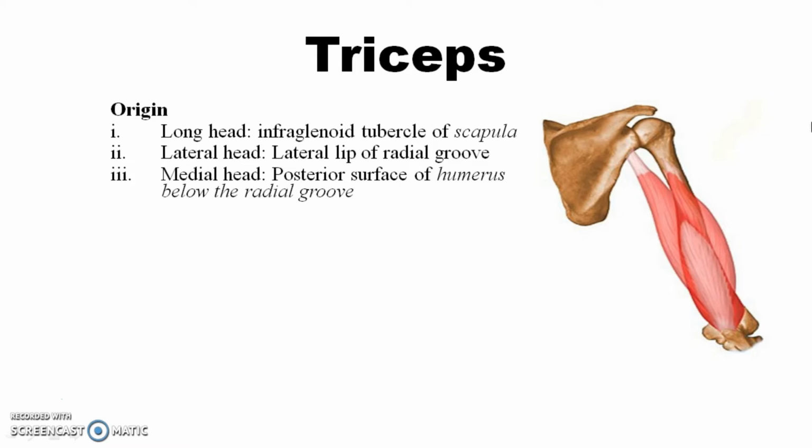So we have the radial groove somewhere here, and below the radial groove we have the posterior surface of the humerus, which gives origin for the medial head of triceps. So altogether we have 3 heads for the origin of triceps: one is the long head, the lateral head, and this one is the medial head.